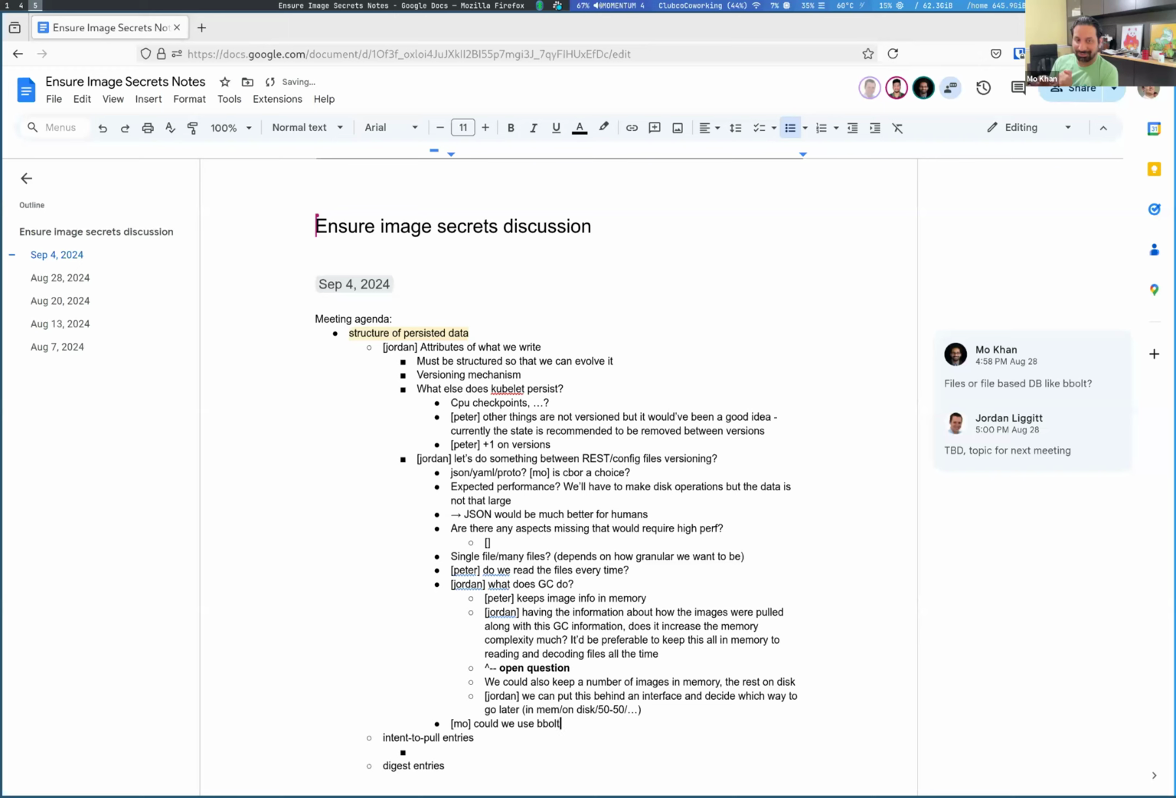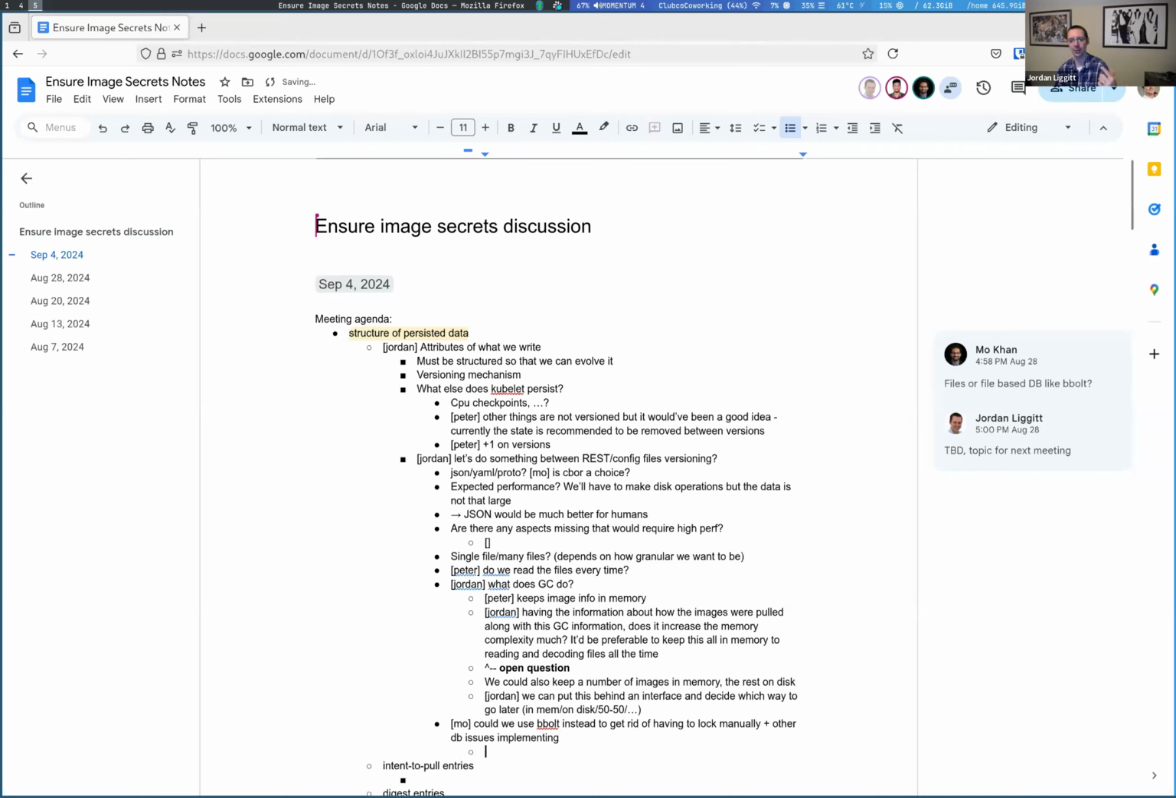Because aren't you just basically emulating the write-ahead log of a file-based database? I think there's more to it than that, because you're interleaving these data records with some other non-database operation, which is the image pull. So even if you were using Bbolt, I think you would still record an intent to pull thing.